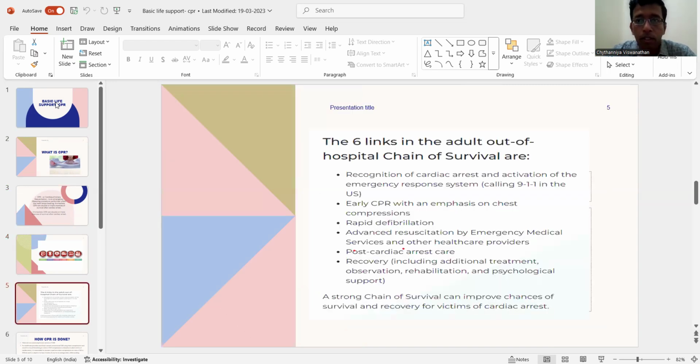The six links in the adult out-of-hospital chain of survival are: recognition of cardiac arrest and activation of the emergency response system, call 911; early CPR with an emphasis on chest compressions and rapid defibrillation; advanced resuscitation by emergency medical services; post-cardiac arrest care; and recovery, including additional treatments, observation, rehabilitation, and physiological support.